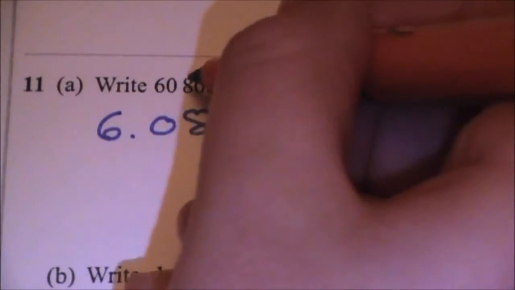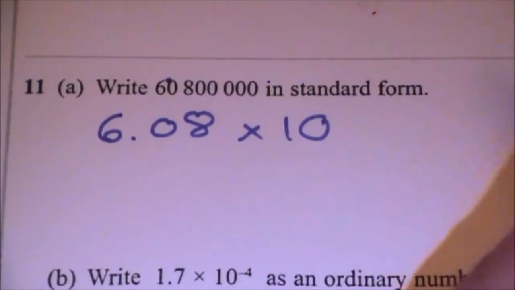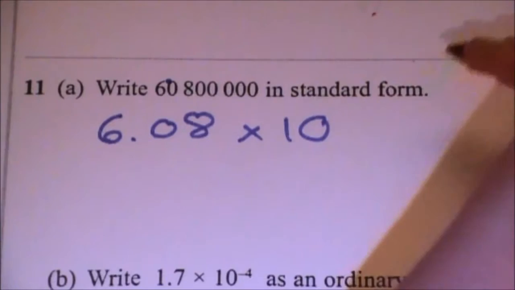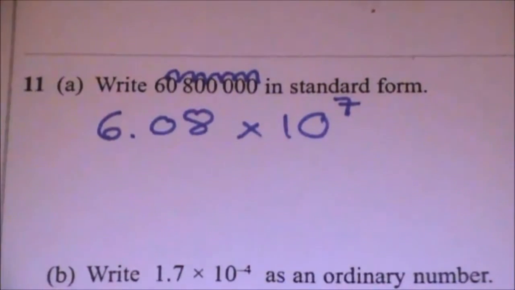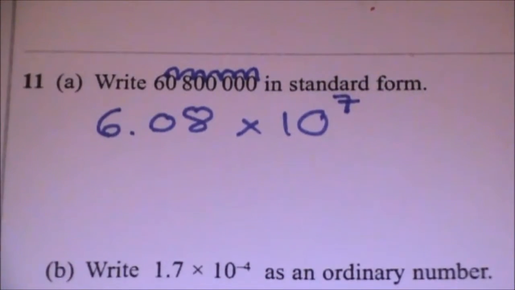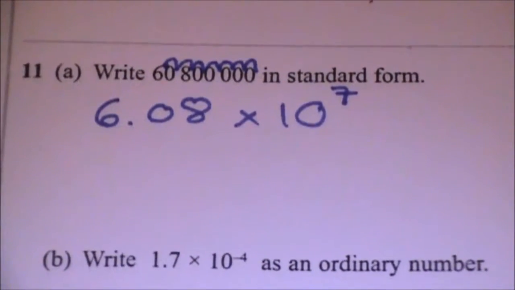number. So I'm saying I want my decimal point there. So how many decimal places do I need to multiply by in order to get back? 1, 2, 3, 4, 5, 6, 7. So it's to the power of 7. Don't make the mistake of just counting the zeros and then putting that number in, because that doesn't work.